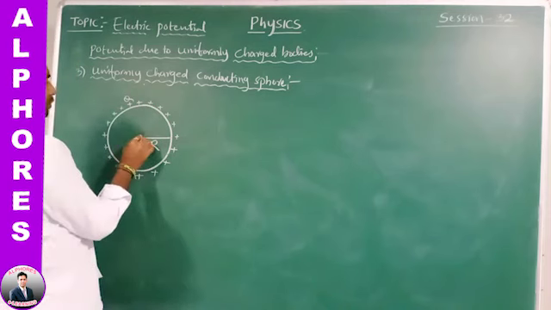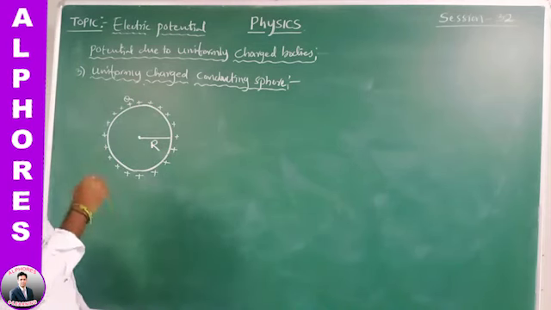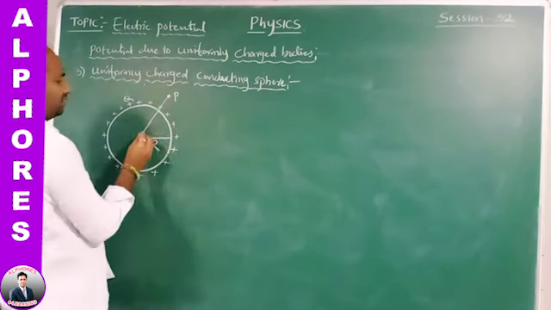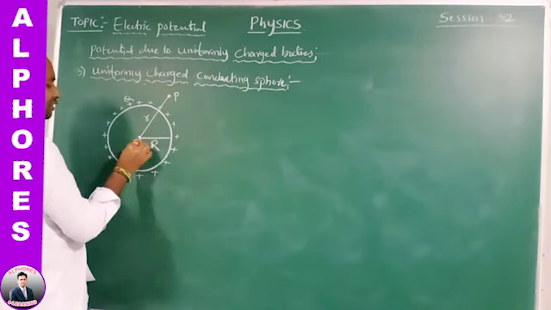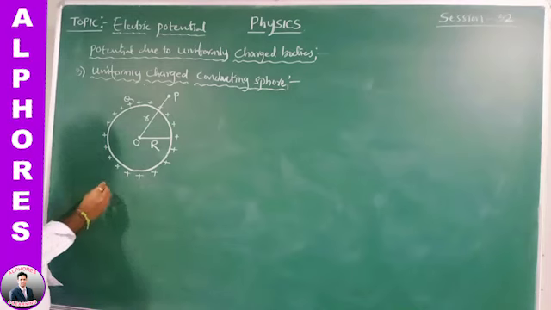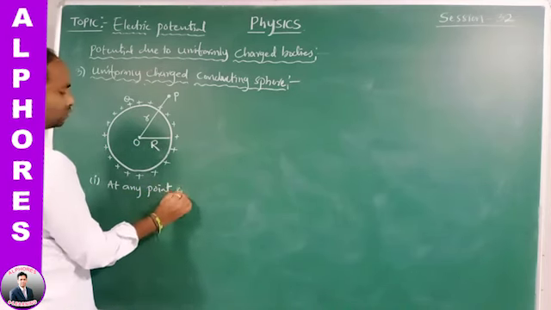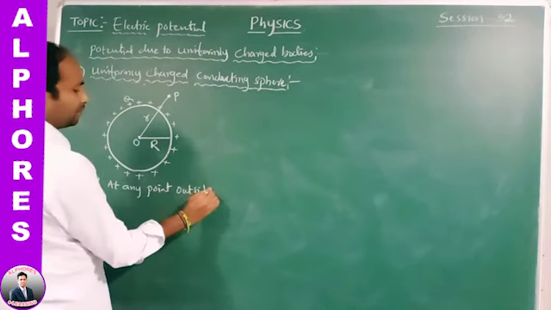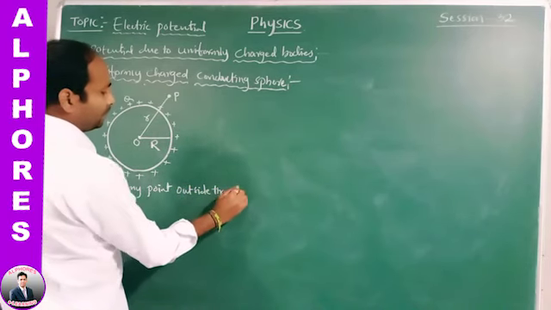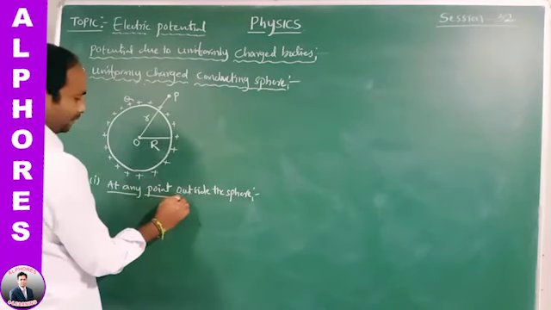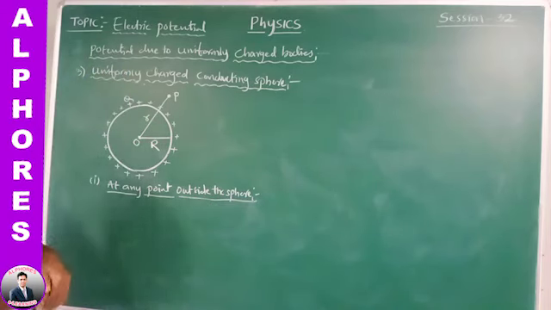Now we need to find the potential due to this conducting sphere at three different positions. First one, at a point P outside the sphere. This is the center of the sphere, O. First one is at any point P outside the sphere. We should calculate the potential at any point outside this conducting sphere.